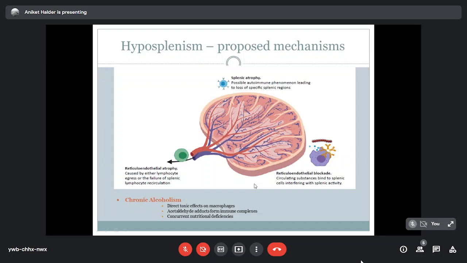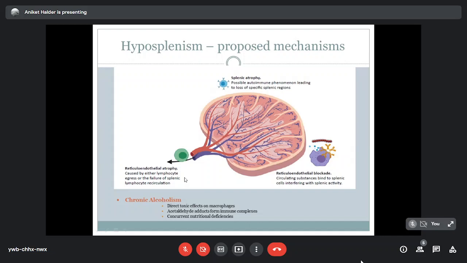So this is another form of reticuloendothelial blockade which will cause this hyposplenism. The other cause of hyposplenism is reticuloendothelial atrophy, which is caused due to increased lymphocyte egress and failure of the splenic lymphocyte recirculation.